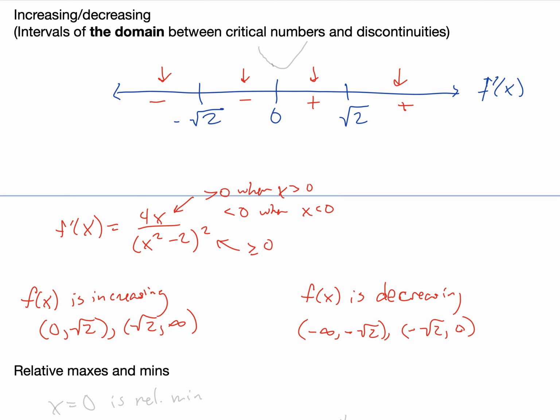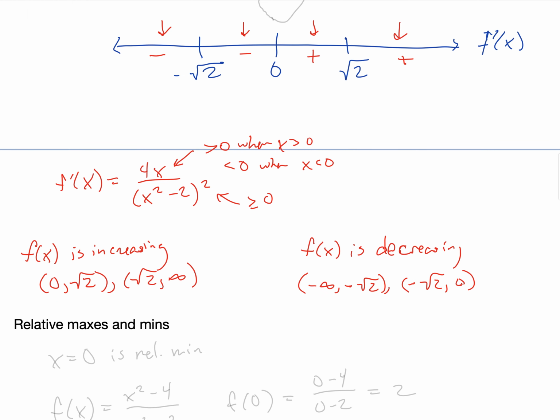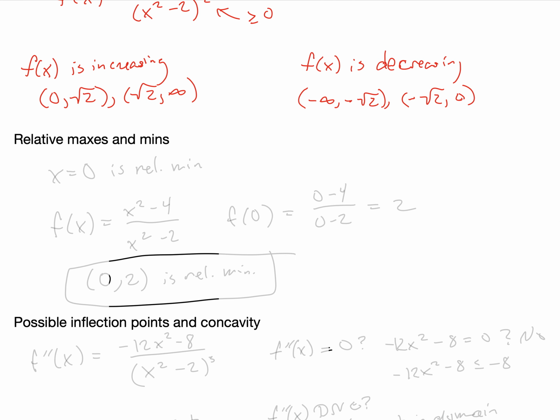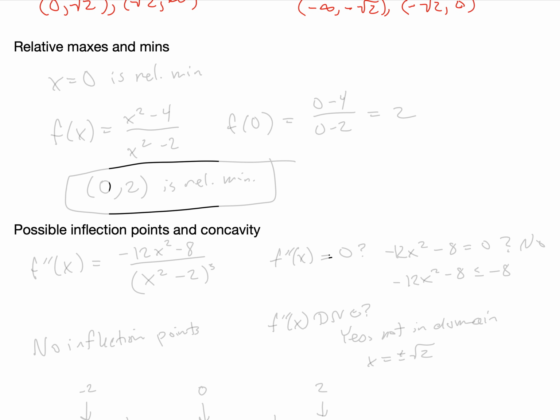We can use this to see if there are any relative maxes or mins. So before 0, the function is always decreasing. So we're decreasing before 0 and increasing after 0. So that means x equals 0 is going to be a relative minimum. So x equals 0 is a relative min.